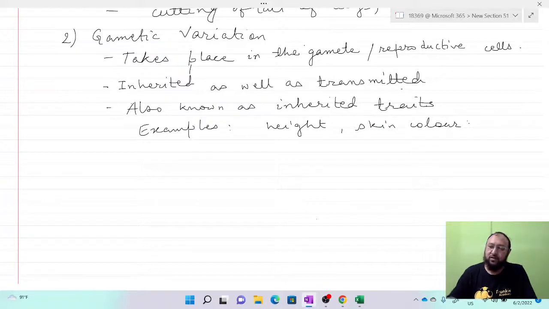So there are two types of variation, somatic and gametic. When this variation is accumulated during reproduction, this is called the accumulation of variation during reproduction. This is an important point because this accumulation of variation forms the basis for evolution. It is the raw material for evolution.